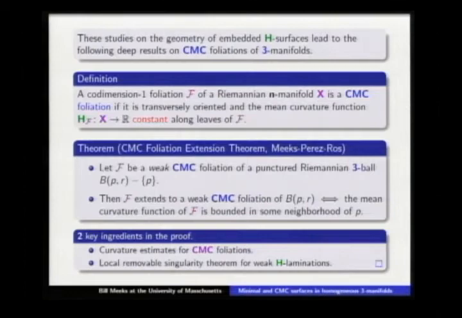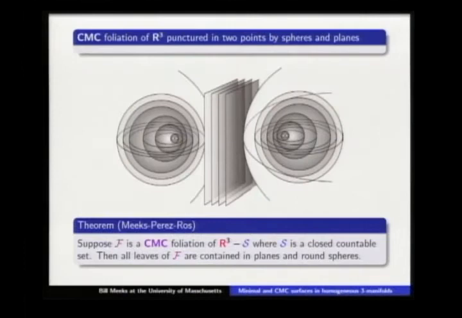And it has to do with a lot of desingularization questions. In particular, you get this theorem. So if you have, say, R3 minus a finite number of points, and you foliate it by CMC surfaces outside those points, in particular, all the leaves are contained in spheres and planes. And you can even do weak ones. You can generalize that result. So here's a picture with two singularities. Essentially, two singularities is the worst situation.